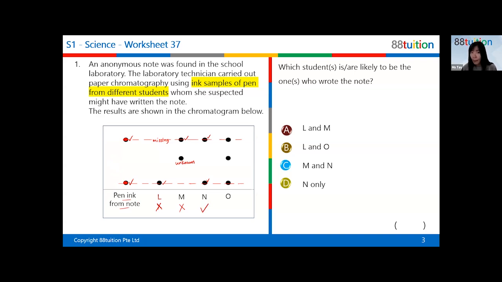Why is it that O cannot be the suspect? Take a look here. There is 1 unknown spot here. I should write down there's 1 extra spot here for M as well, easier for you all. Even though the 2 spots from the pen ink from the note are exactly the same distance, there is 1 unknown spot. So this is the unknown spot. That means this is not our suspect. So therefore, our answer can only be D.